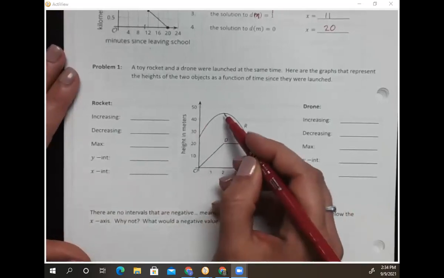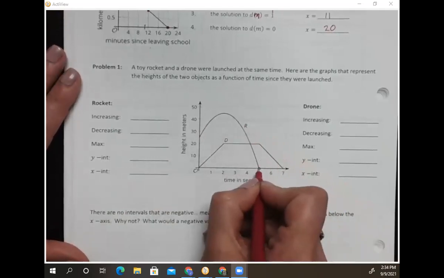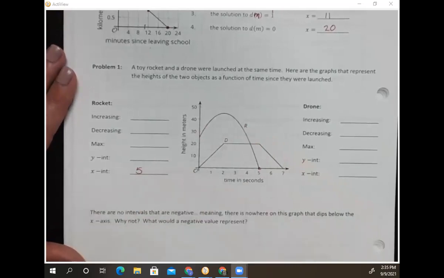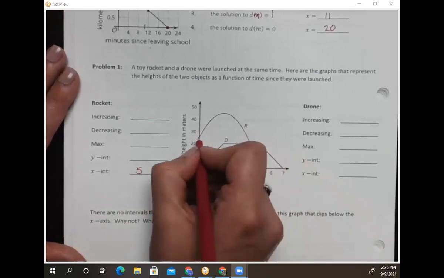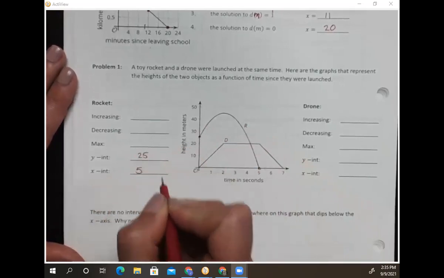If we look at our rocket graph, where do I have an x-intercept? At 5. Remember, x-intercepts are where we cross or touch the x-axis. We have an x-intercept here at 5. How about a y-intercept? Yeah, right here, where I cross the y-axis, which looks like it's at about 25.